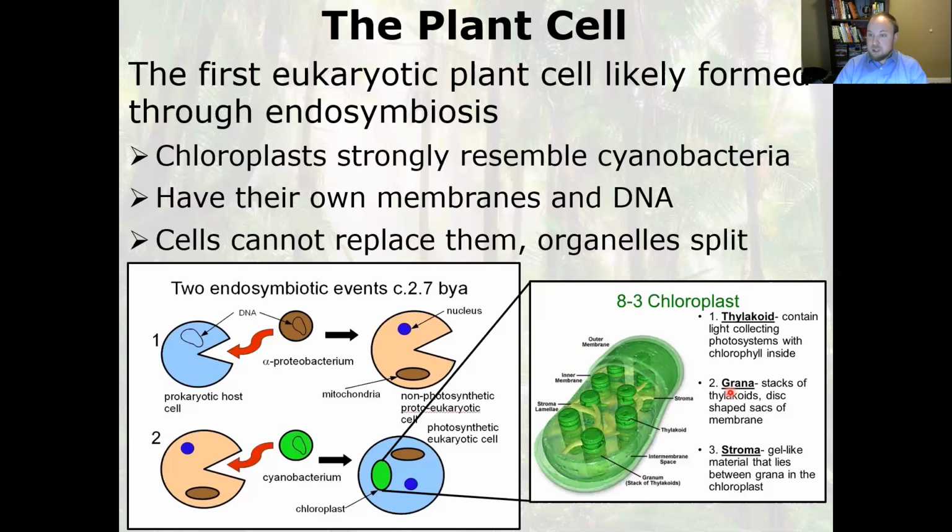A chloroplast very much looks like a cyanobacteria, and in many ways it kind of is. They have their own membranes, they have their own DNA, just like mitochondria do. Cells cannot replace them. The mitochondria have to replace themselves by splitting, almost like a mitosis, except it's at the organelle level. So pretty interesting.